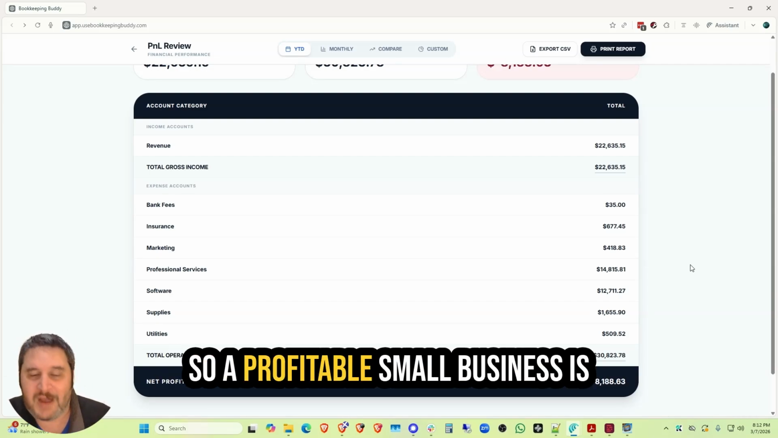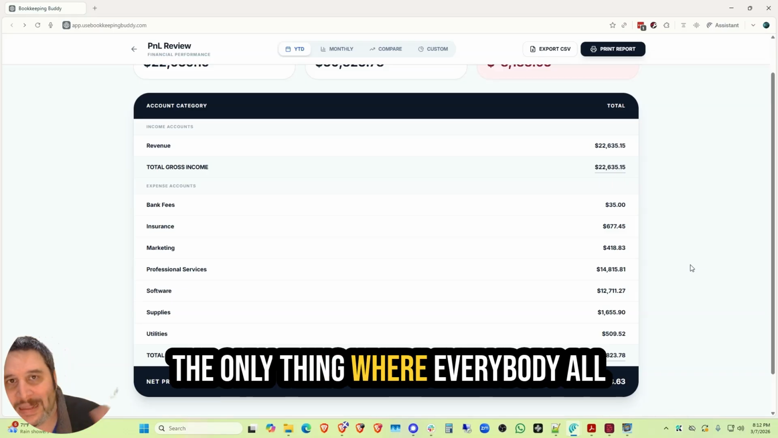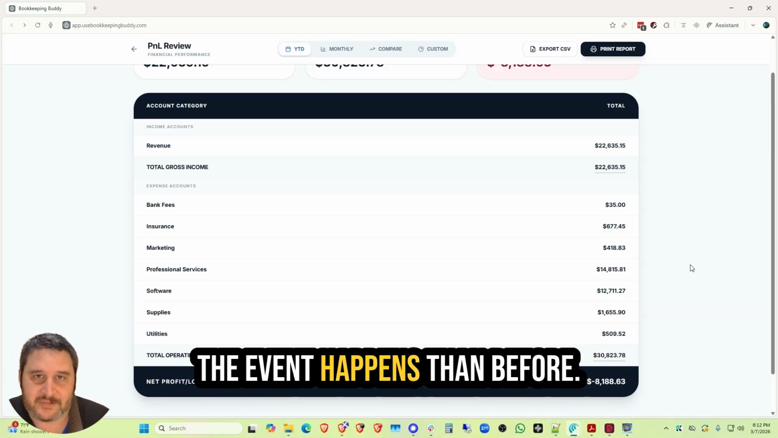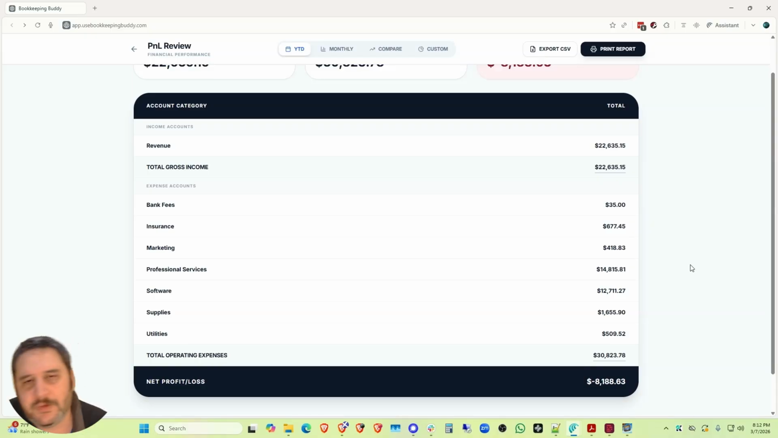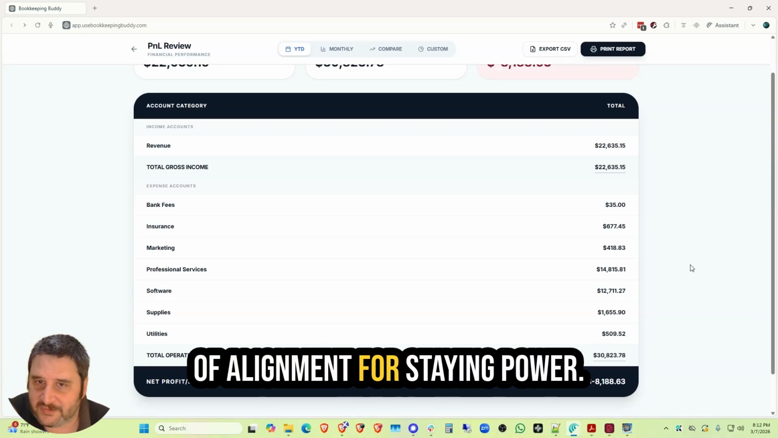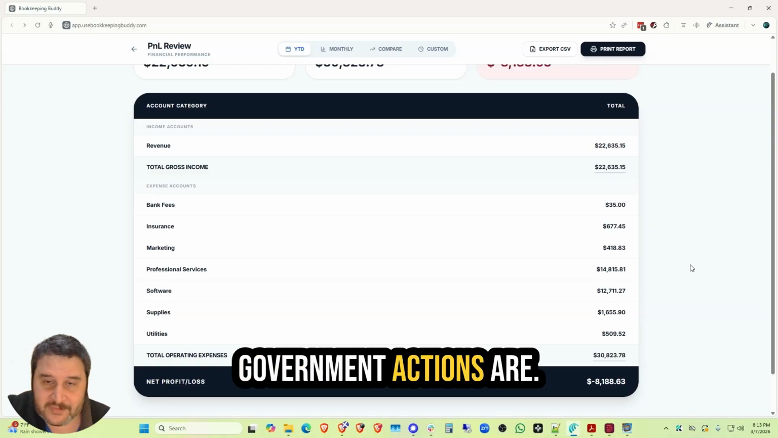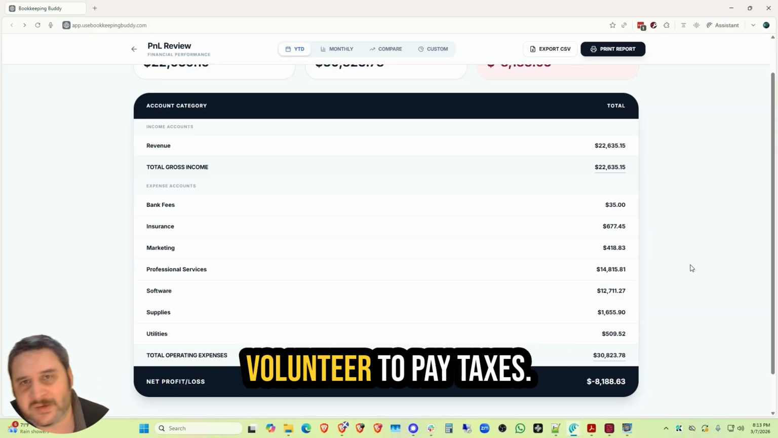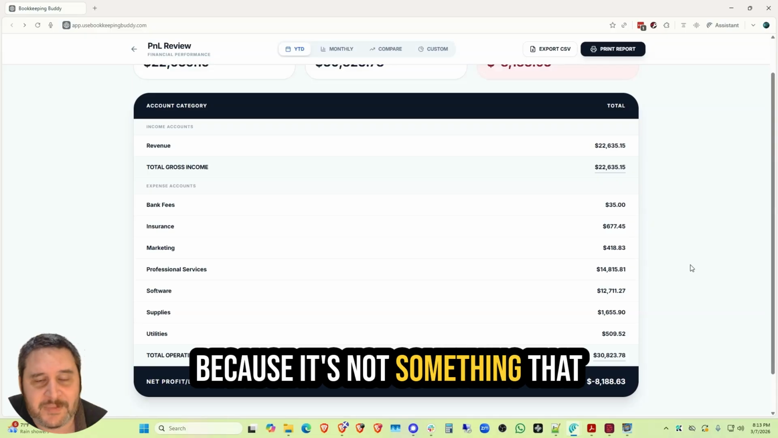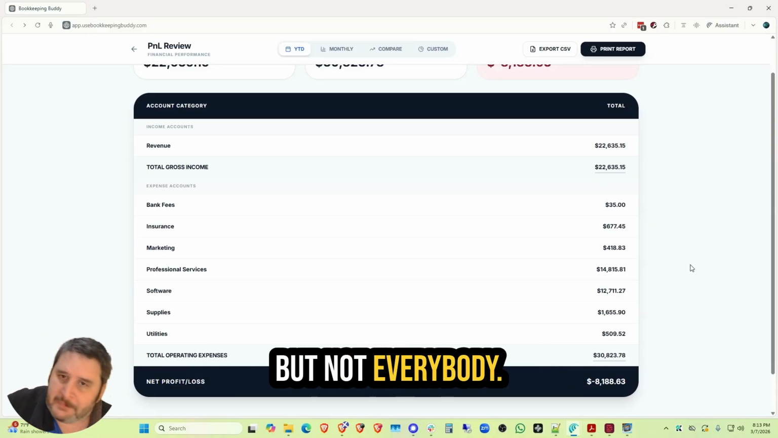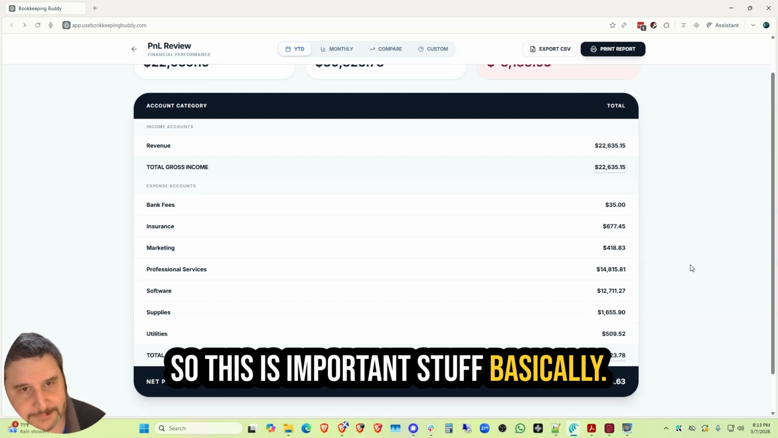So a profitable small business is the only thing where everybody agrees that they're better off after the event happens than before. Charity doesn't have that kind of alignment for staying power. Government actions are not, because if nobody charged taxes, nobody would volunteer to pay taxes, because it's not something that leaves everybody better off. Some parties better off, yes, but not everybody. So this is important stuff, basically.